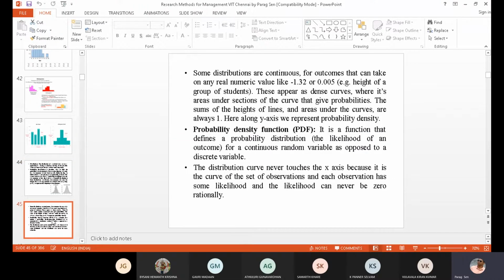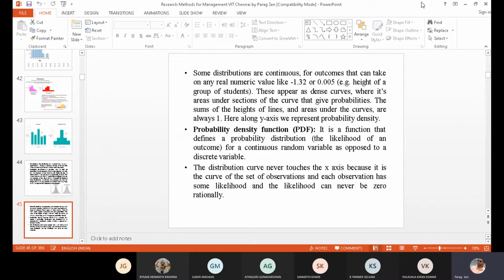Now, the probability density function is a function that defines a probability distribution, like the likelihood of an outcome for a continuous random variable as opposed to a discrete one. The distribution curve never touches the x-axis because it is the curve of the set of observations, and each observation has some likelihood, and the likelihood can never be zero.